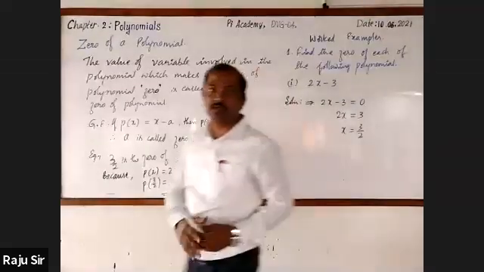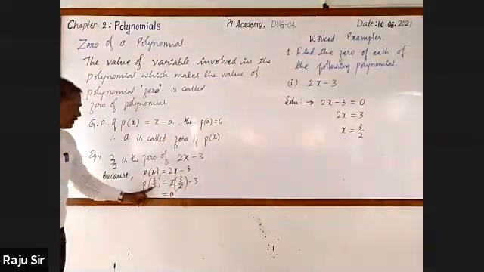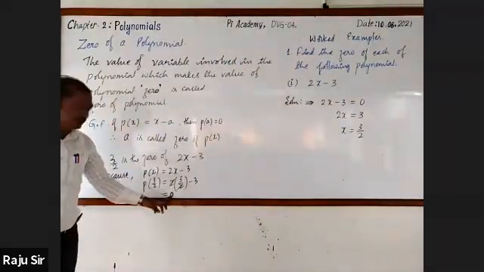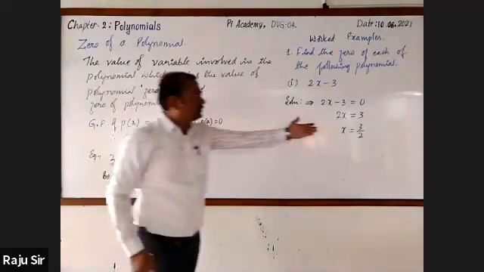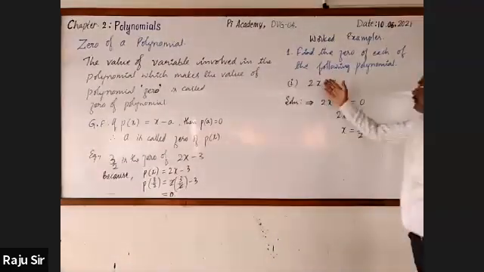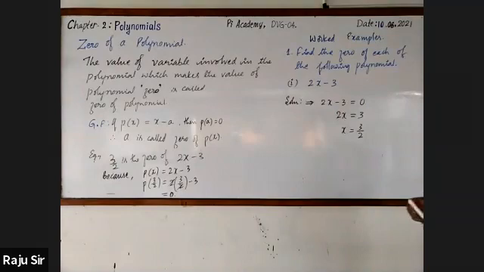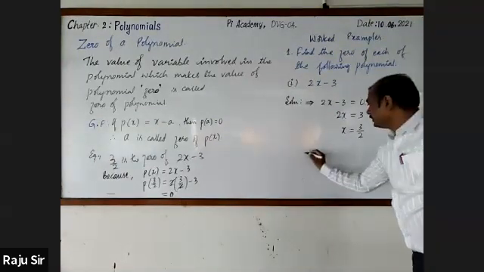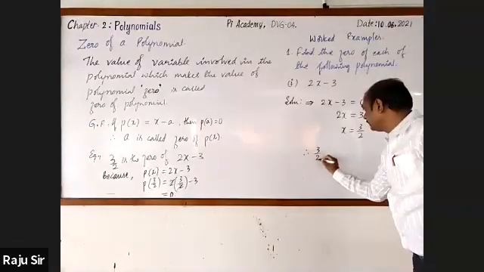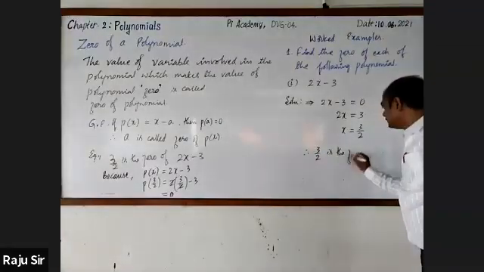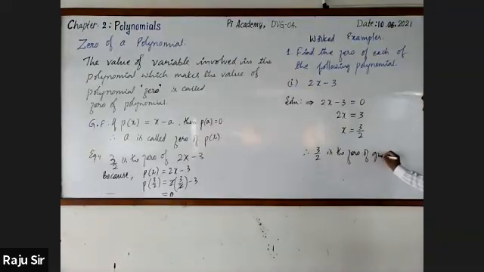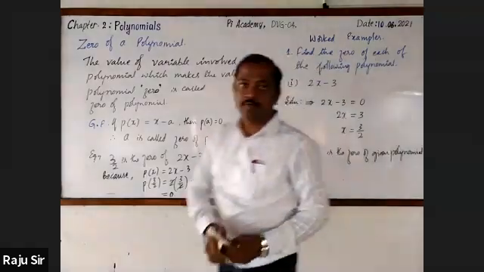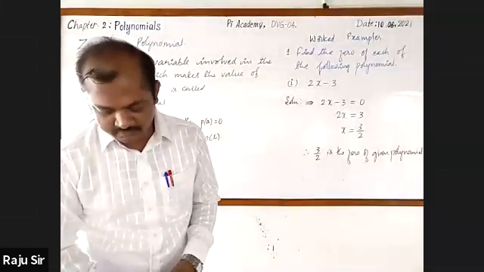That's an example for it. Here, when you substitute 3 by 2, you will get 0. That is why 3 by 2 is called the zero of the given polynomial. Please copy this. Therefore, 3 by 2 is the zero of the given polynomial.